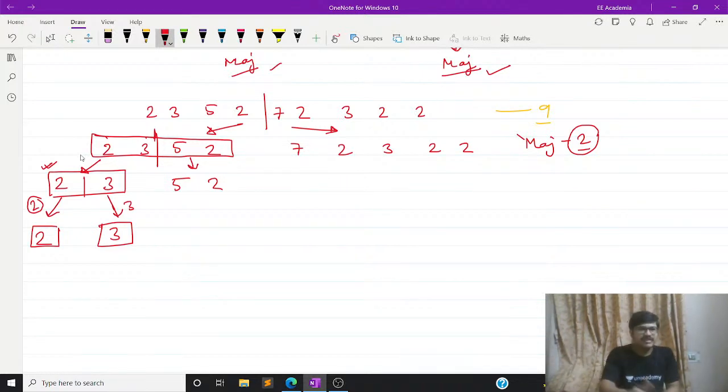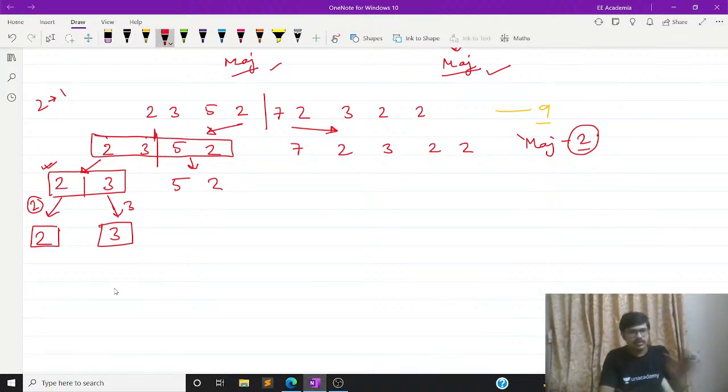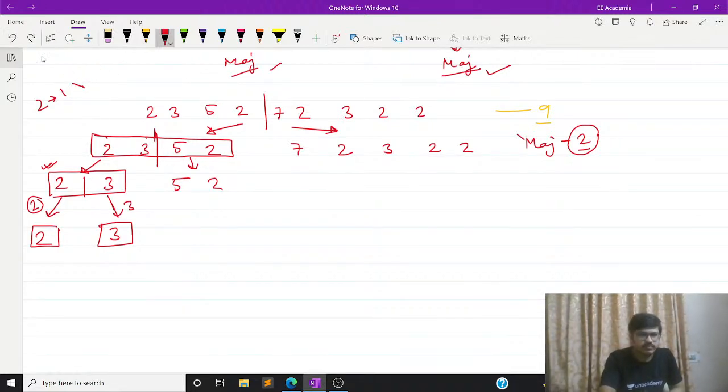Now I see that the frequency of 2 is 1, so it is not greater than 1, right? Because there are two elements. If there are two elements in this array, the majority element should be at least greater than 1.